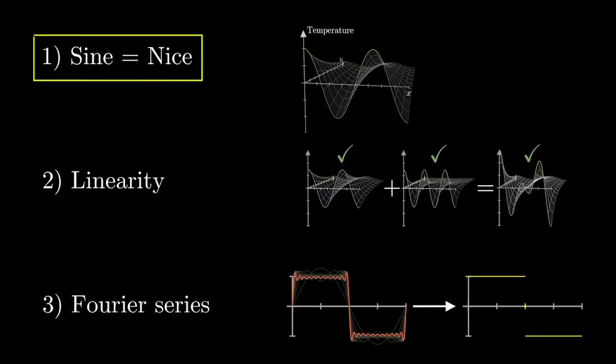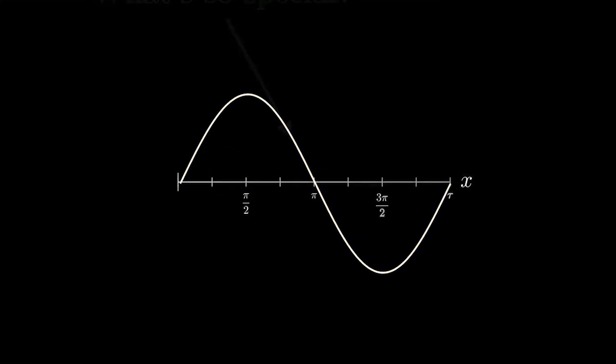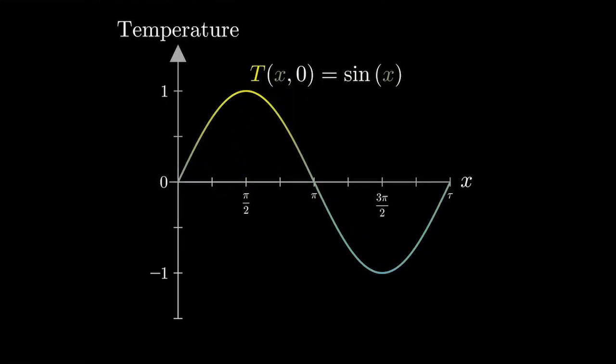Here, let's dig into that first step. Why exactly would sine waves play nicely with the heat equation? To avoid messy constants, let's start simple and say that the temperature function at time t equals 0 is simply sine of x, where x describes the point on the rod.